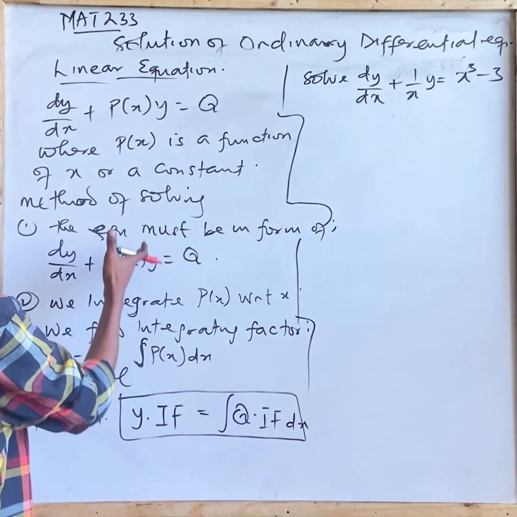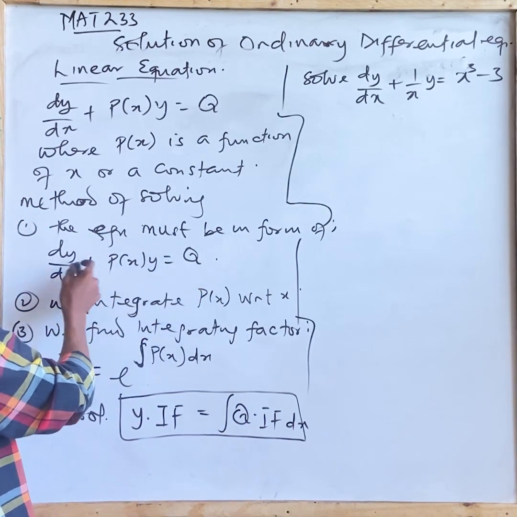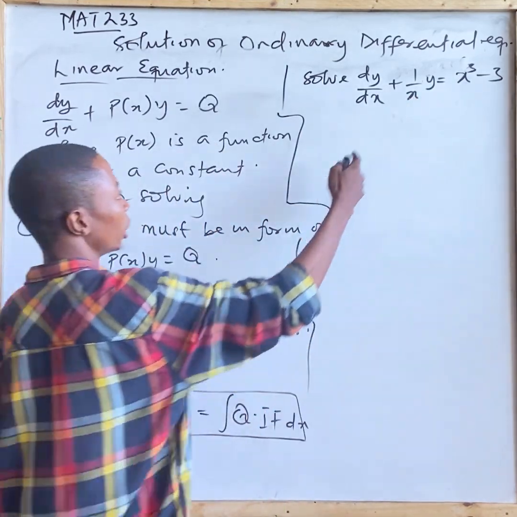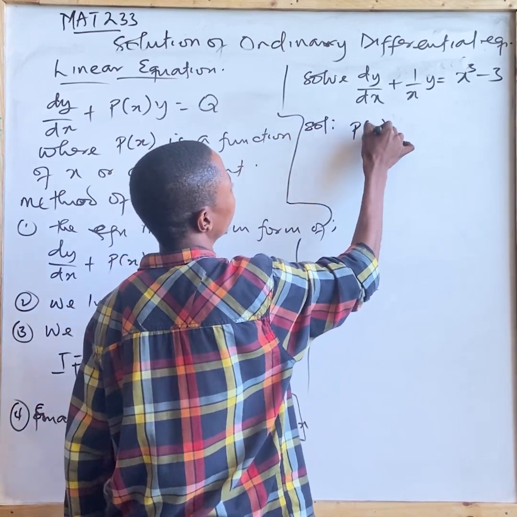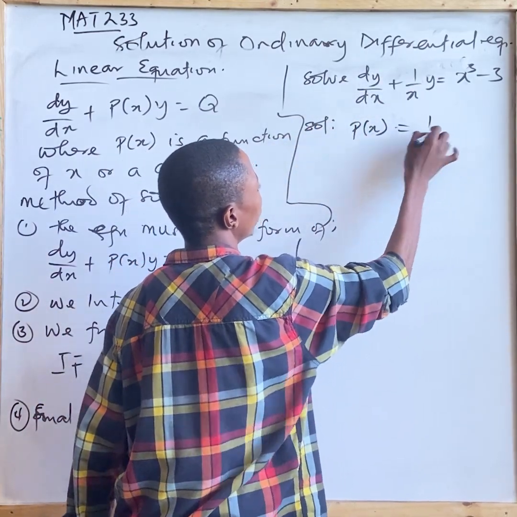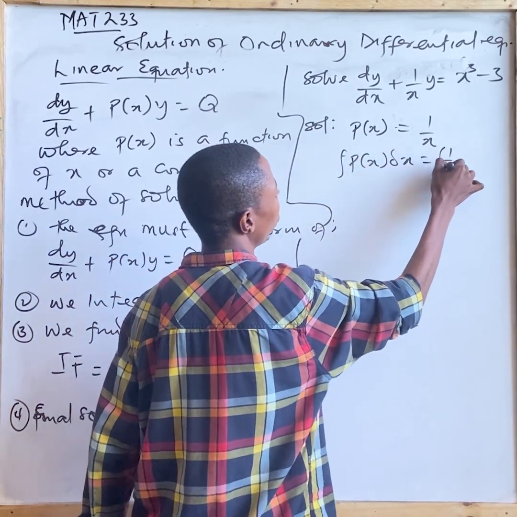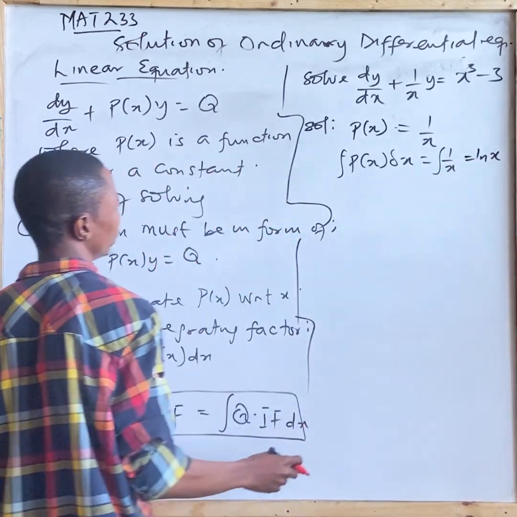If I follow the steps, I've already recognized the equation as a linear equation, and the next thing is that I will integrate p of x. So, solution now. My p of x is this 1 over x. Then I will integrate p of x with respect to x. That's the integral of 1 over x, which is ln x.